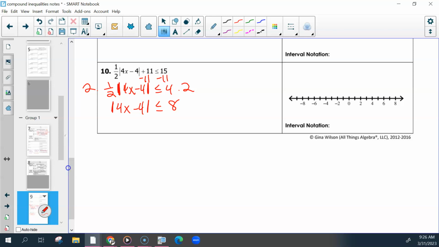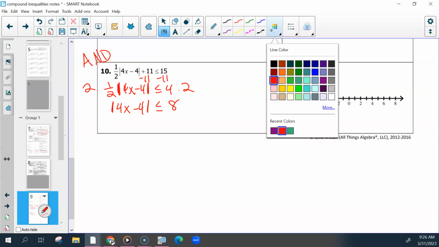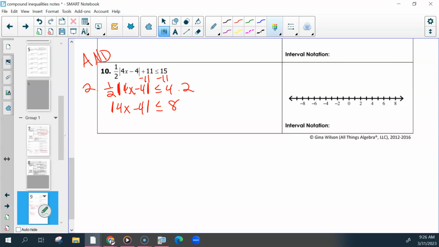We have a less than, so this should be an and. And then we can graph both. Or, I'm sorry, set up our two cases first, then solve and graph both. So 4x minus 4 less than or equal to 8 is one. 4x minus 4 greater than or equal to -8 is the other.